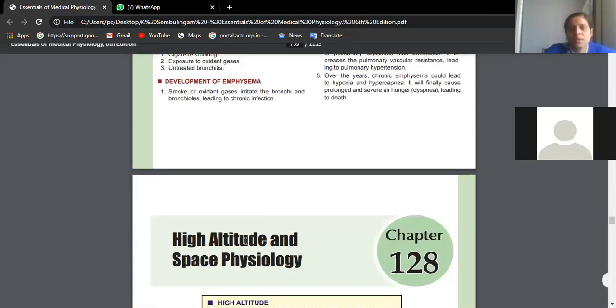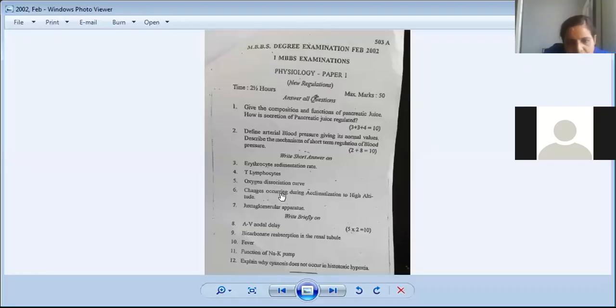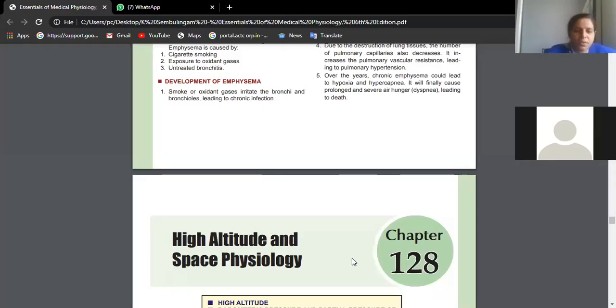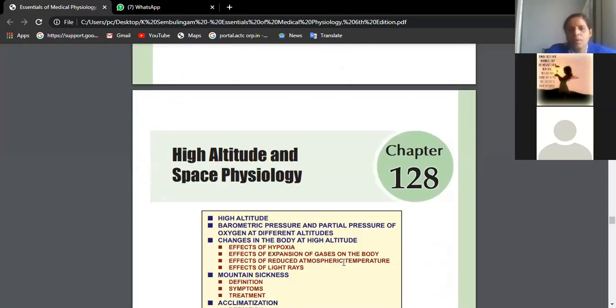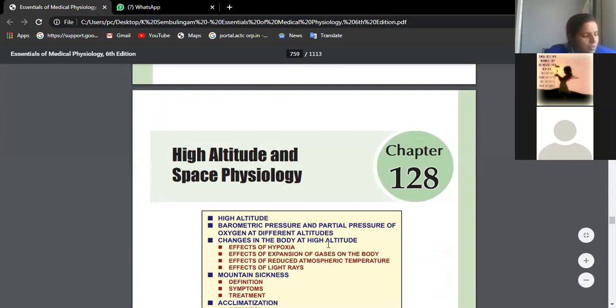Now let us check exactly what is being asked: changes occurring during acclimatization to high altitude. What is acclimatization? Our body is adjusting gradually to high altitude by getting used to it. Yes, our body is becoming used to it. Very good.